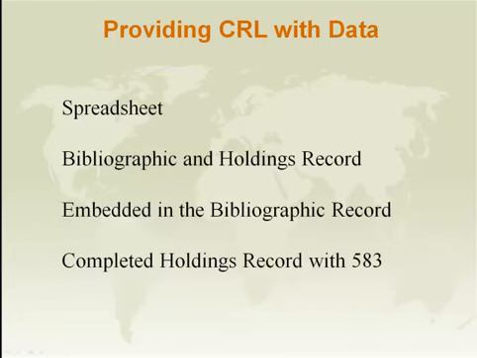Now, that's something that OCLC doesn't do. They do need an LHR, a holdings record, for the 583, but I know there are some ILS systems, and ours is one, where we can't output the data completely from our holdings records. So we construct the 583 in the bibliographic record, so that's fine as well. And then, of course, we're happy to take any completed holdings records with the 583s already constructed.